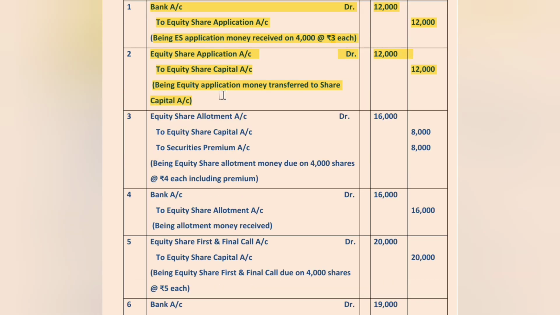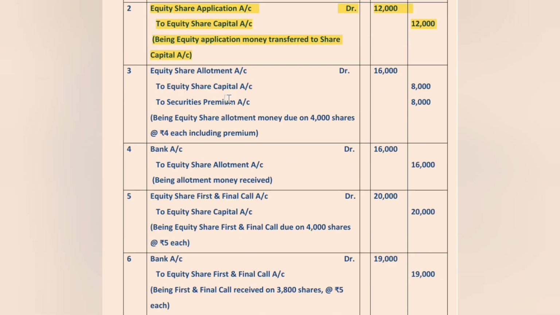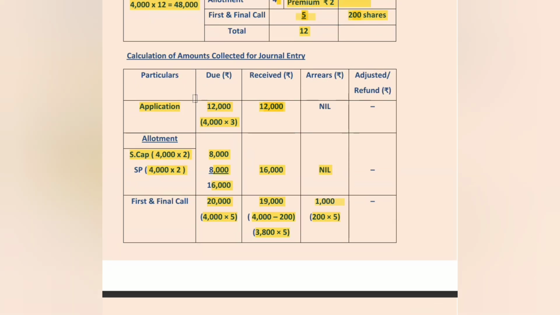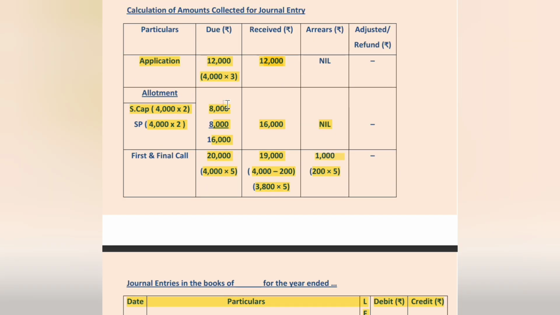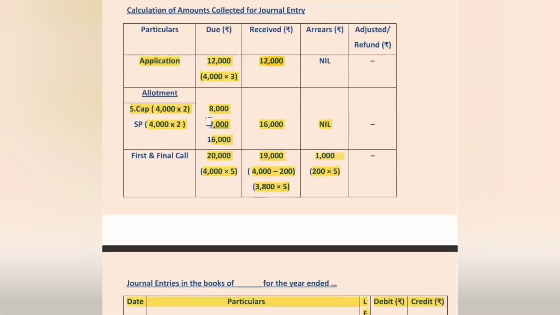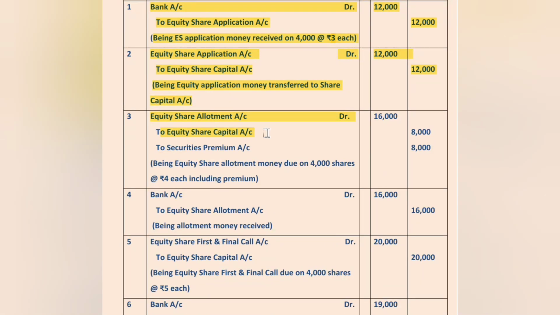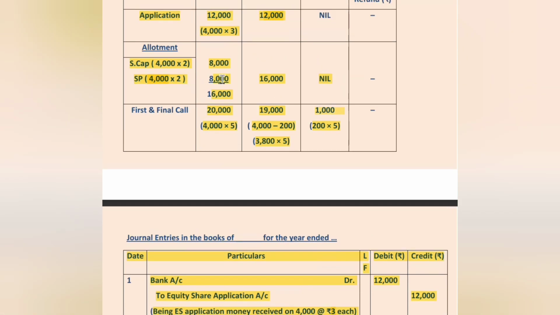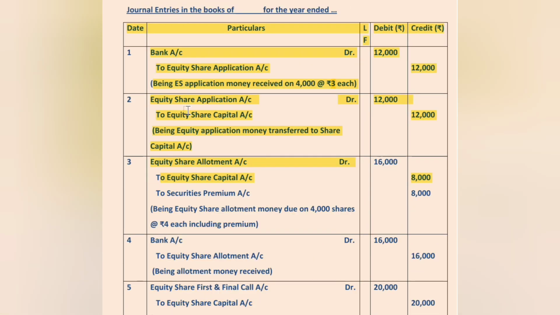So next, let's go for allotment. This is a new entry. Equity share allotment account debit. To what two things are there here? Share capital and securities premium. So, to equity share capital account, 8,000, and to securities premium account, 8,000. Total it. How much do you get? 16,000 rupees.